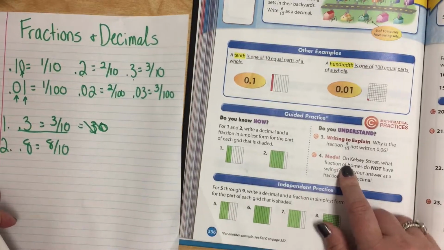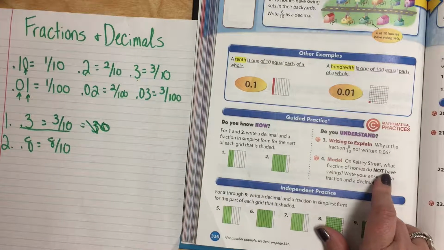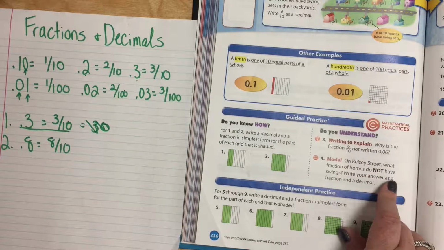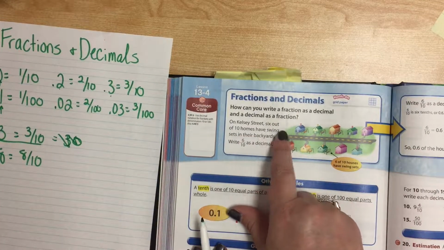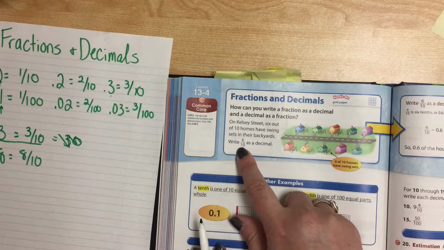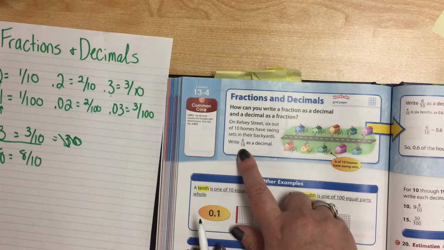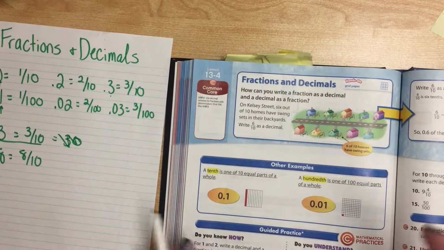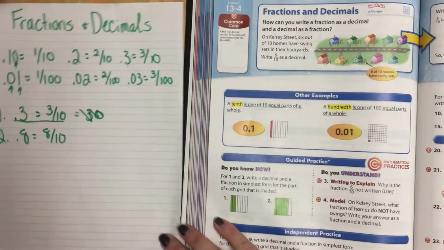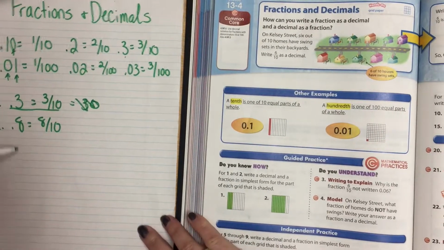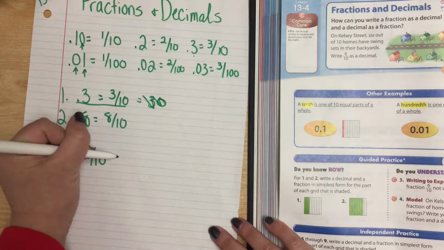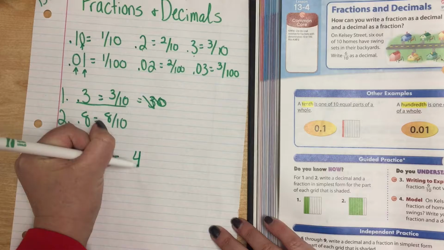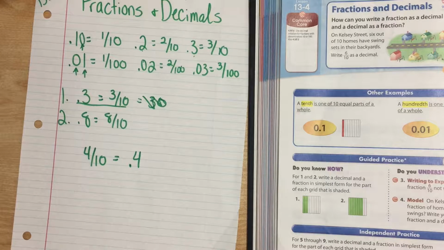For number 4, it says on Kelsey Street, what fraction of homes do not have swings? So we're looking up here on Kelsey Street. It says 6 out of 10 homes have swing sets. So if 6 out of 10 have swings, what don't have swings? 4. 4 out of 10 do not have swings. And written as a decimal would be 0.4. Okay? Maybe we're feeling a little better about it.